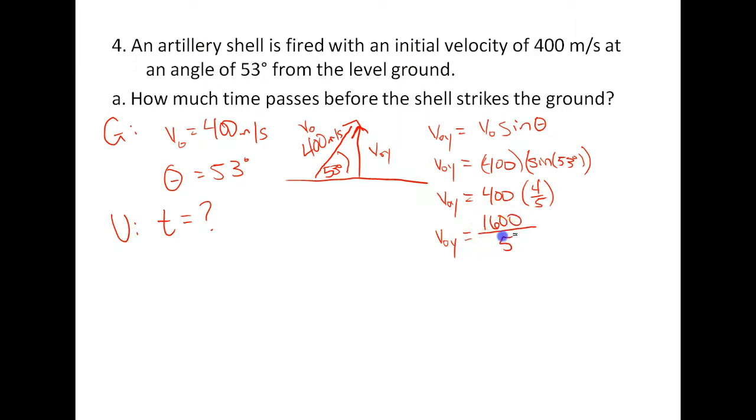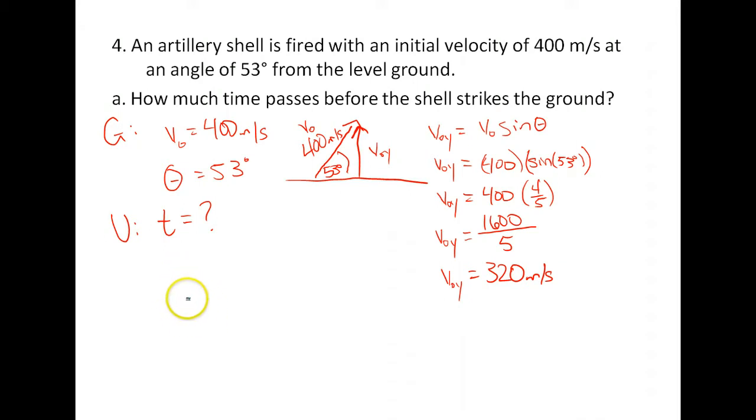So 400 times 4/5, which would be 1600 divided by 5, which gives us 320 meters per second. So if this thing is thrown straight upwards at 320 meters per second, how long does it take to go up and come back down?